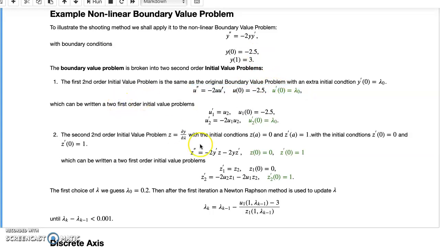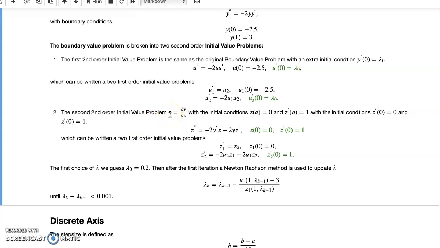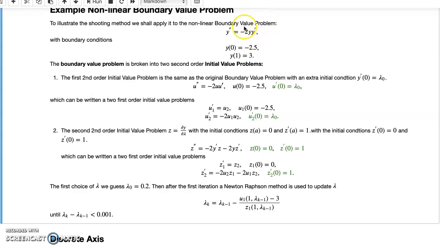So now we can rewrite that as two initial value problems. y1 dash is equal to u2. y2 dash is equal to minus 2 u1 u2. y2 is equal to lambda 0. Now the second one is we have this new term z. We never really have to refer to z ever again as dy d lambda, but that's what it is. It's looking at how y changes as a function of lambda. But to calculate that, we have to differentiate the original equation with respect to y and then with respect to y dash. So what does that give us? That gives z double dash is equal to minus 2y dash, because that's the derivative with respect to y.